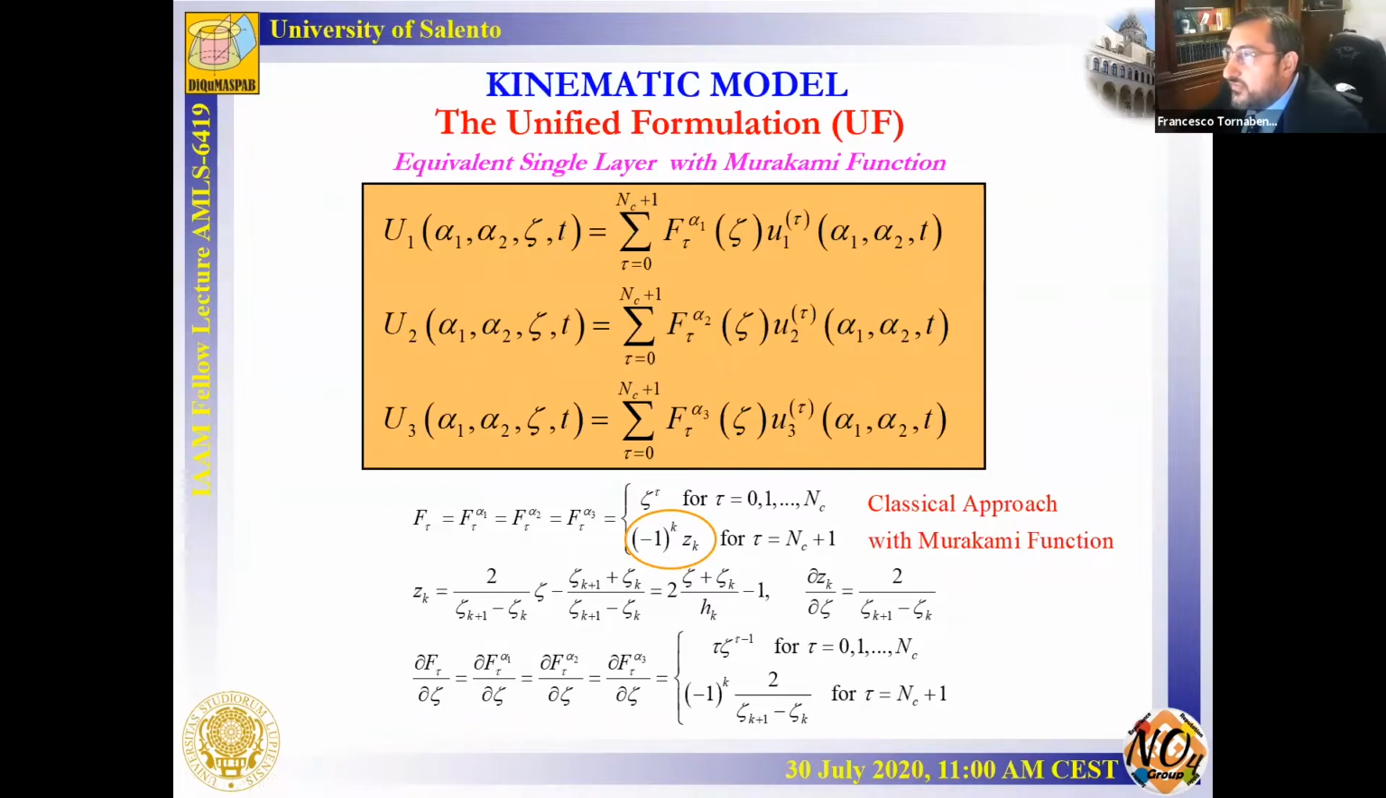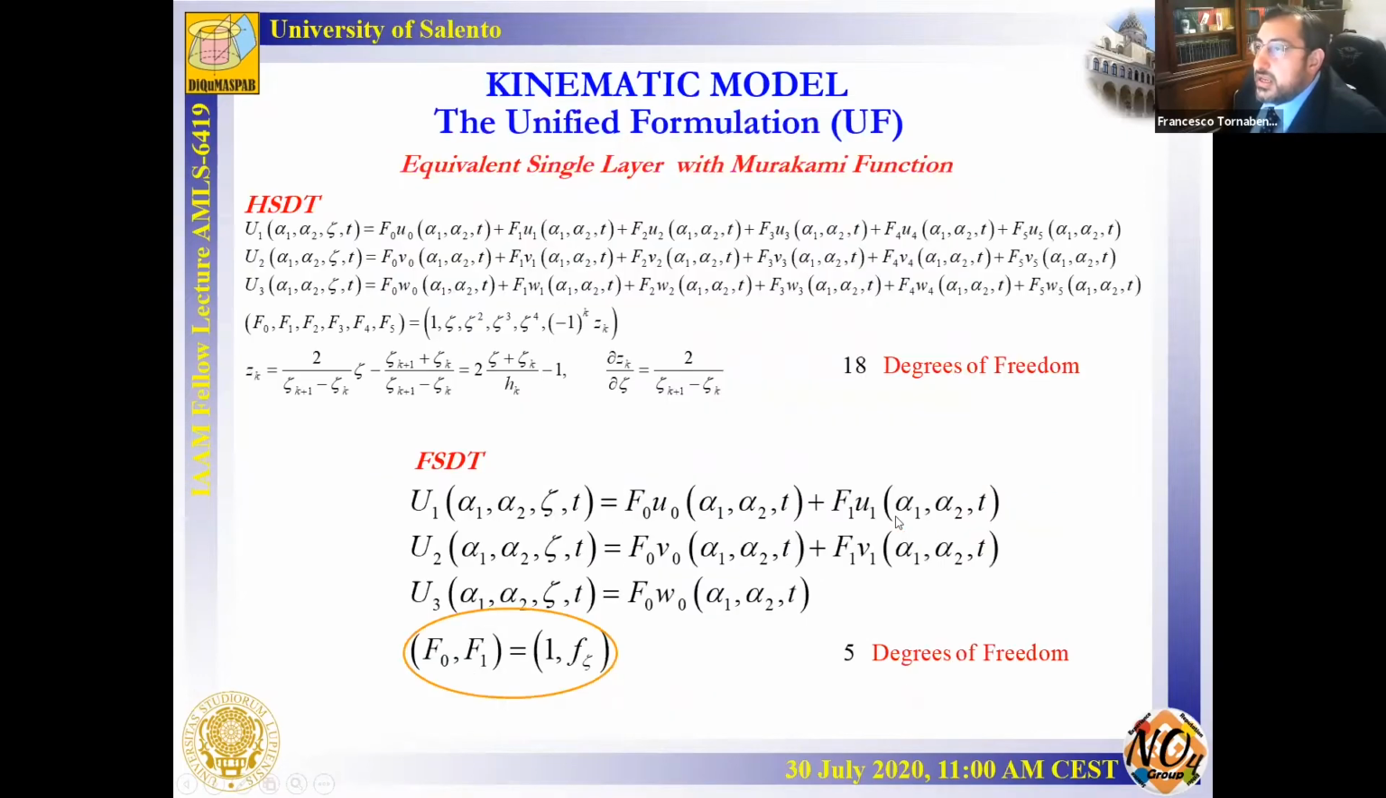After that, if we want to approximate the displacement field inside the solid, we have to introduce the kinematic model in a unified formulation way, as represented in compact form here. This unified formulation allows us to consider some special effects, such as the zigzag effect if we use the Murakami function. The approach is an equivalent single layer. Here is reported the expanded form of the formulation presented before, in one example regarding 18 degrees of freedom, and using these families of theories and formulations we can obtain as a special case the first-order shear deformation theory, a theory with 5 degrees of freedom.